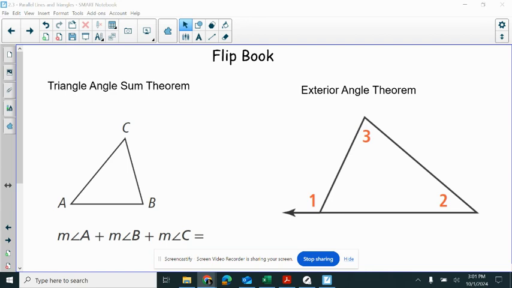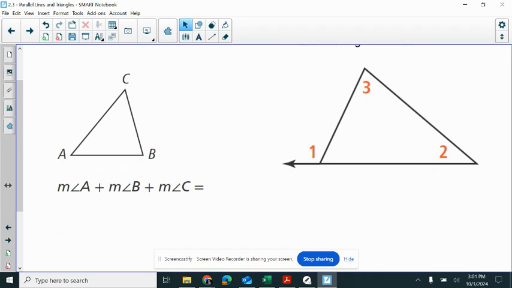This is Mr. Wright. Today we're going to talk about the triangle angle sum theorem and the exterior angle theorem. The triangle angle sum theorem just says that all three angles in a triangle, no matter what the triangle looks like, are always going to add up to 180 degrees.